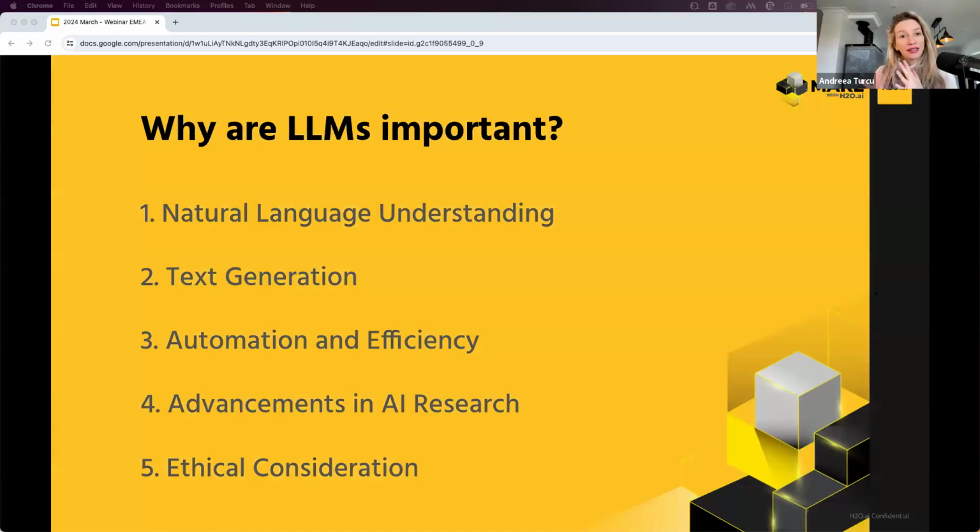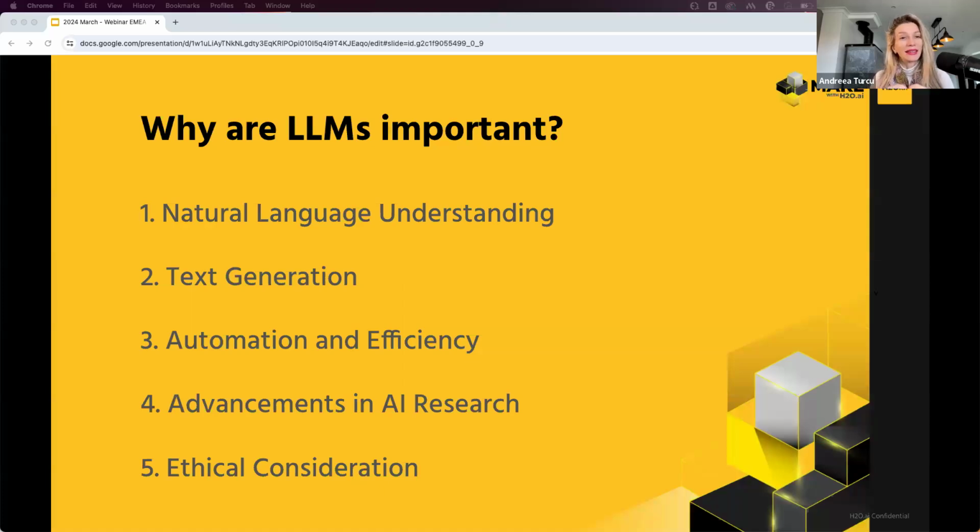And here are several reasons why we should care about LLMs in general. I just put a couple of them, the ones that I feel are the most important and significant for people who want to develop generative AI projects. The first reason why you would want to care about LLMs and develop projects on them is natural language understanding. LLMs enable machines to understand human language more comprehensively, which was exactly my previous point.